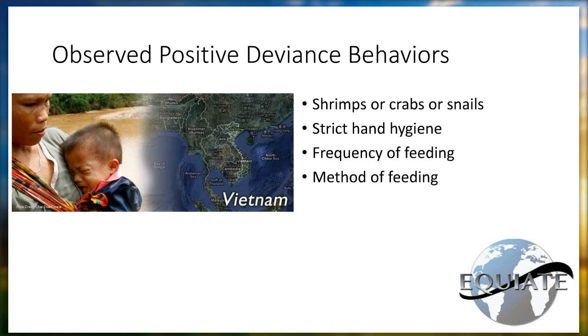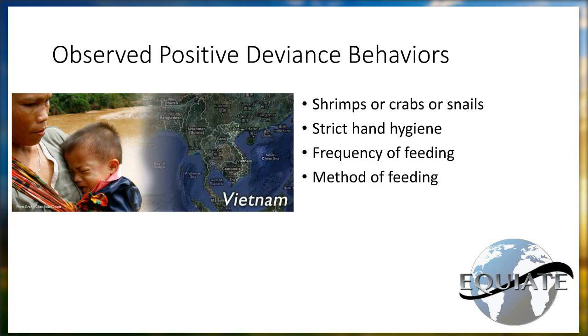Although readily available and free for the taking, the conventional wisdom held these foods to be inappropriate or even dangerous for young children. Along with these foods and atypically strict hand hygiene in 5 of the 6 positive deviant households, other positive deviant behaviors emerged, involving frequency and method of feeding and quality of care and help-seeking behaviors.